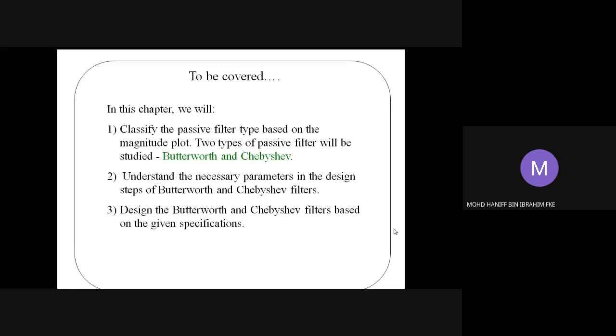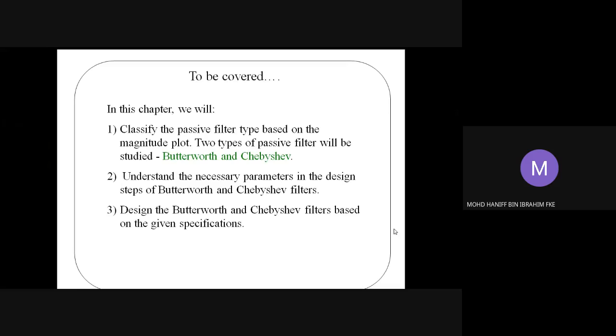So once you have understood what we have learned in the previous chapters, for this particular chapter, these are the things to be covered. Number one, we are going to classify the passive filter type based on the magnitude plot. As I mentioned earlier, two types of passive filters will be studied. The first one is Butterworth, and the second one is Chebyshev. I hope that my pronunciation is correct.